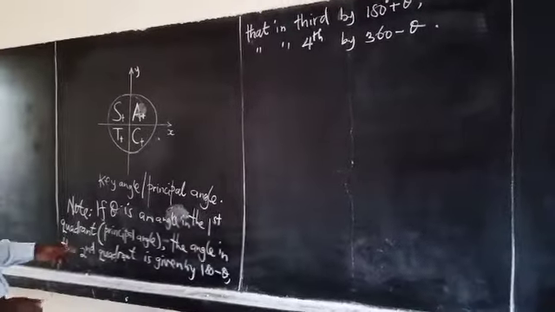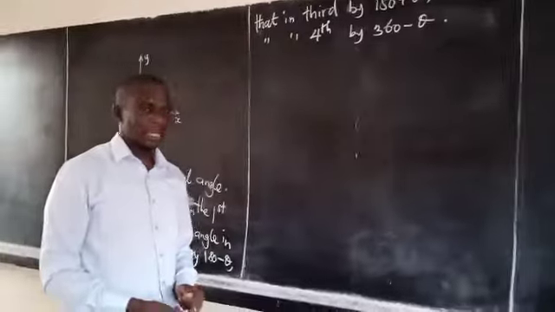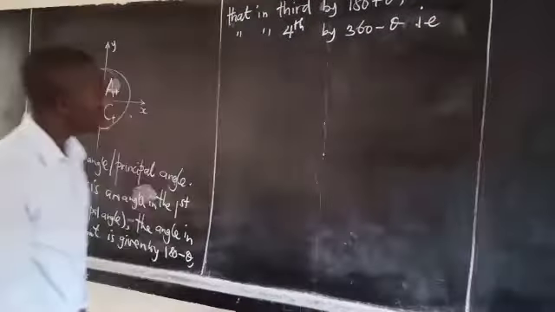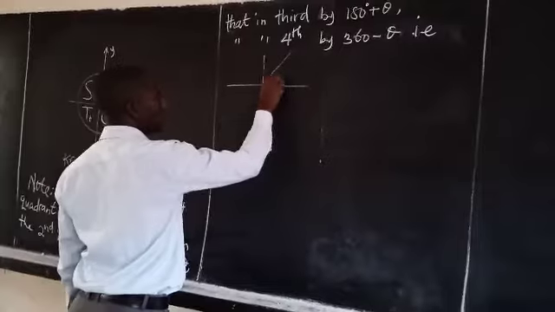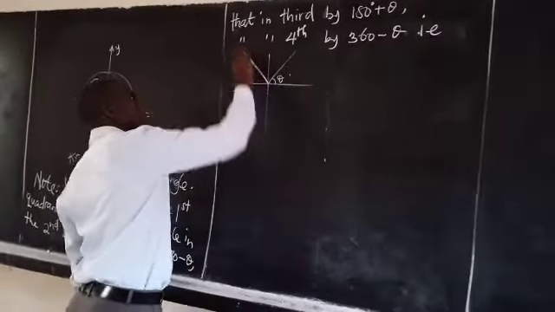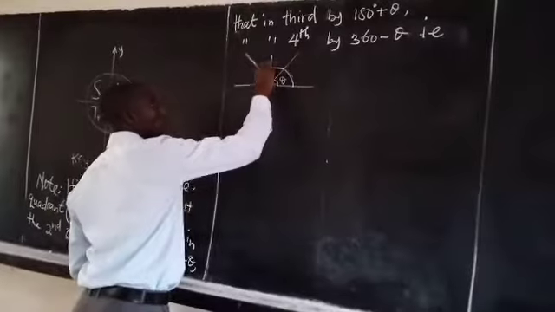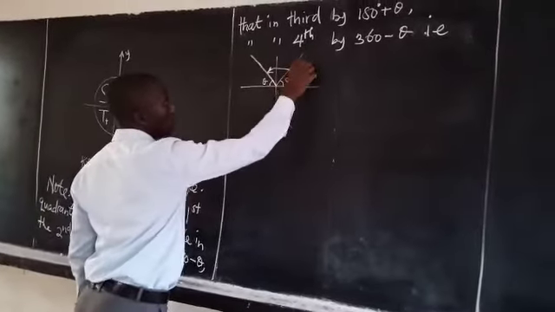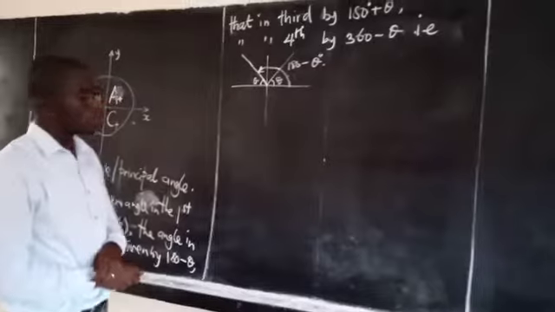the angle in the second quadrant is given by 180 minus theta. The angle in the third is given by 180 plus theta, and in the fourth by 360 minus theta. This is what I mean. This is our angle in the first quadrant, and we are saying this angle is theta. Which angle is equivalent to theta in the second quadrant? How do we get this angle? We move from here, and you can see clearly that this angle is actually 180 minus theta degrees.